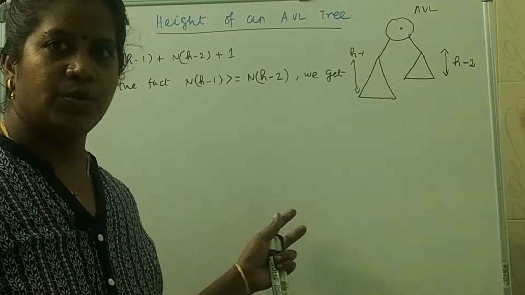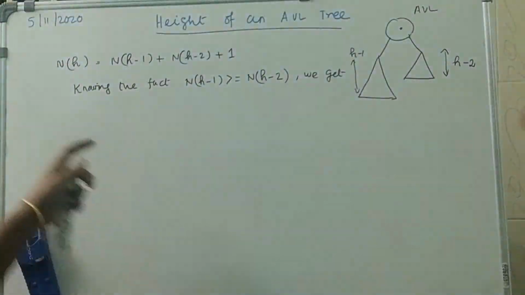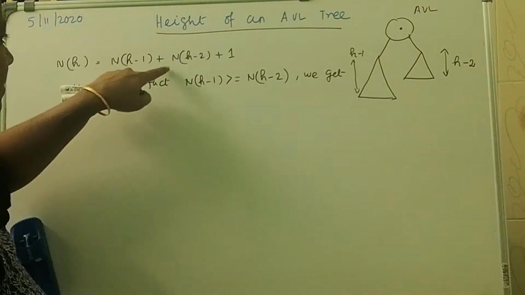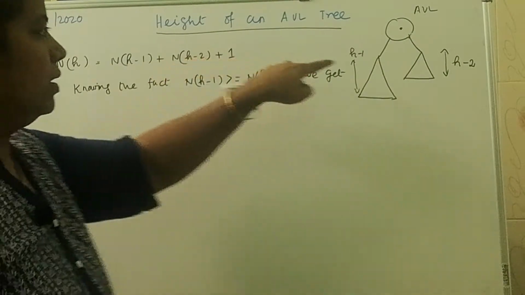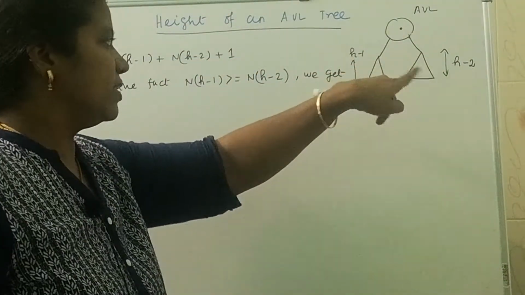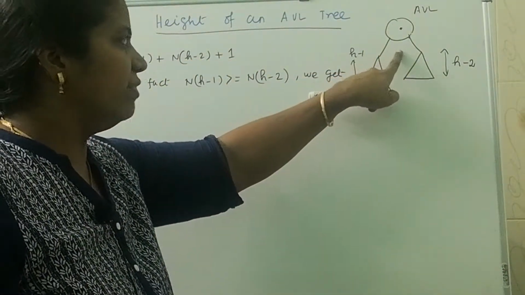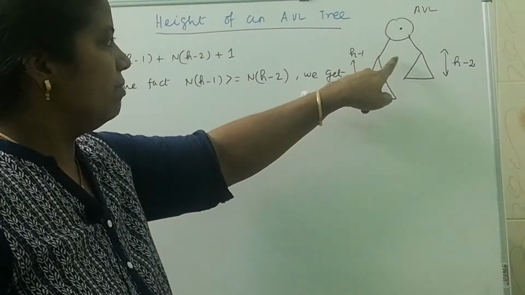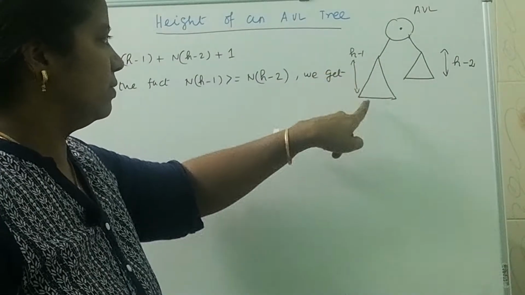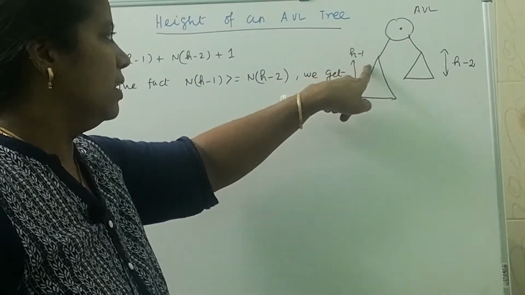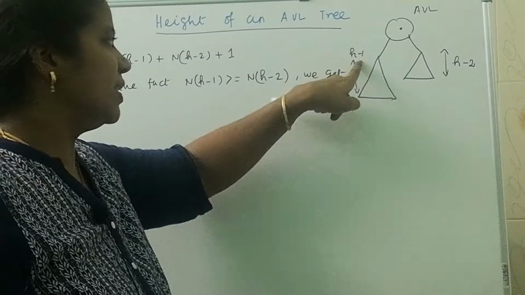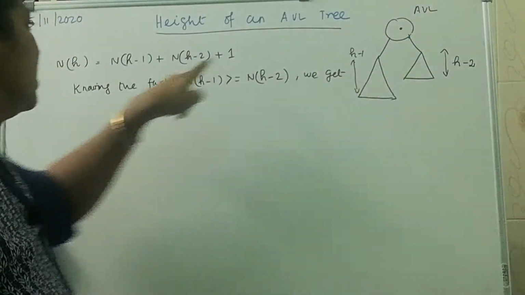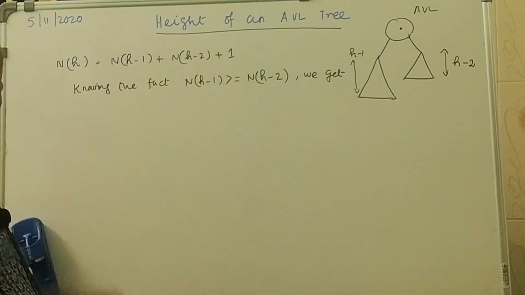Now let us see how to solve this recurrence relation. We have seen that n of h equals n of h minus 1 plus n of h minus 2 plus 1. So you recall that we have the generalization diagram of an AVL tree whose height is h. We can have the minimum number of nodes of this form. One of the subtrees has height h minus 1, the other subtree can have h minus 2, and from this we have written this recurrence relation.